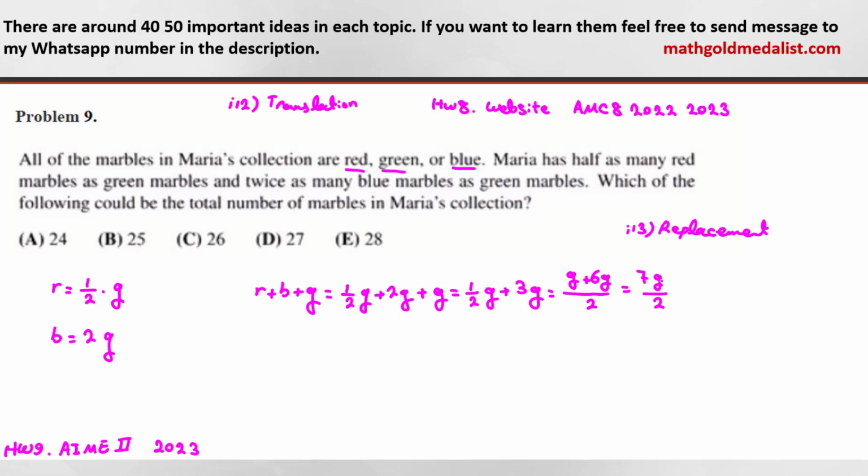So we can conclude what? Our number should be multiple of 7. Because here numerator is multiple of 7 and in denominator 2 is relatively prime to 7. So it should be multiple of 7. So which choice is multiple of 7? The only choice that is multiple of 7 is E. So the answer is E.